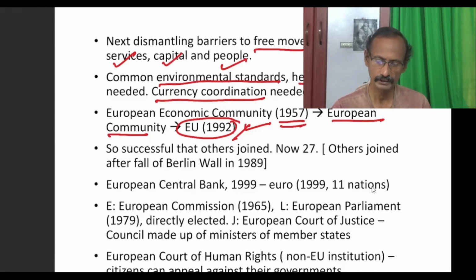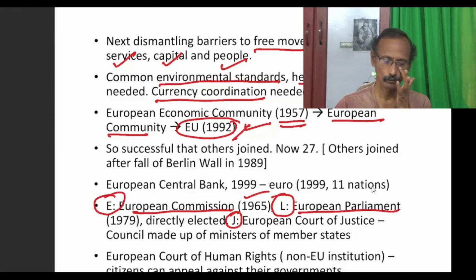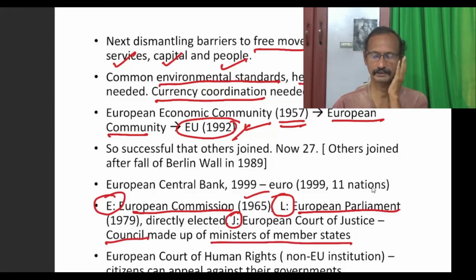The European Commission was created in 1965. The European Commission is the executive wing. The European Parliament is the legislative wing. The European Court of Justice is the judiciary. So legislature, executive, judiciary, like separation of powers. And then there is one more which is called the European Council, which is made up of ministers of member states.